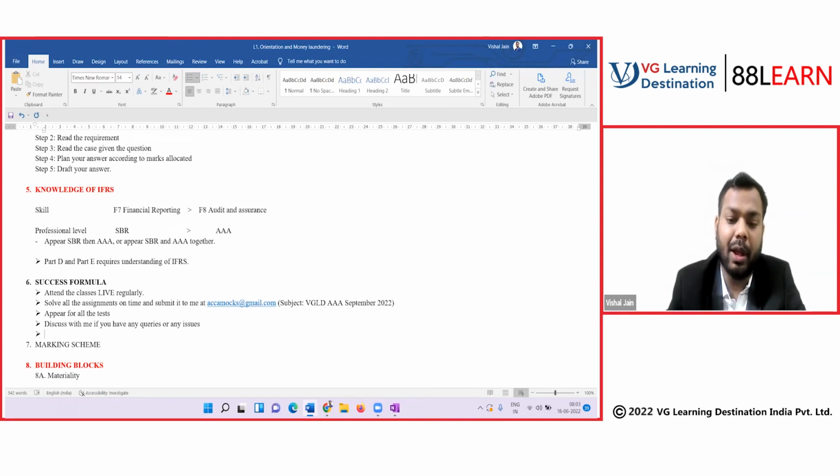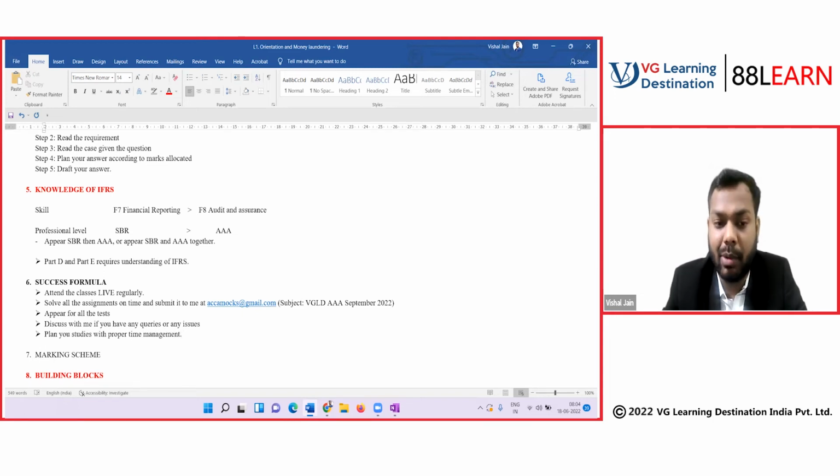Plan your performance, plan your studies, with proper time management. That's the success formula. That's the only success formula that you have to follow. Is it fine, all of you?